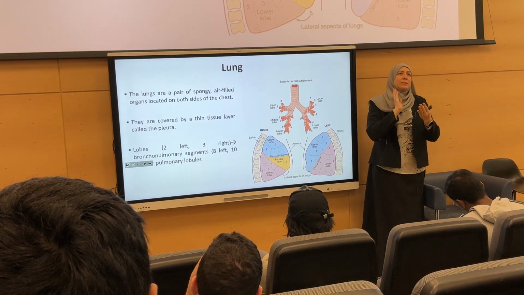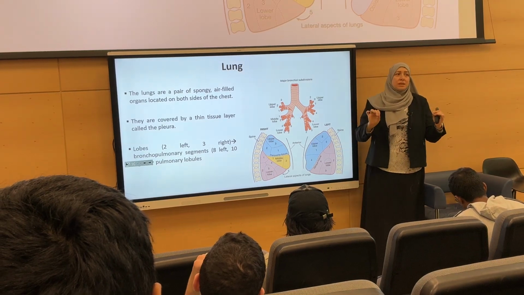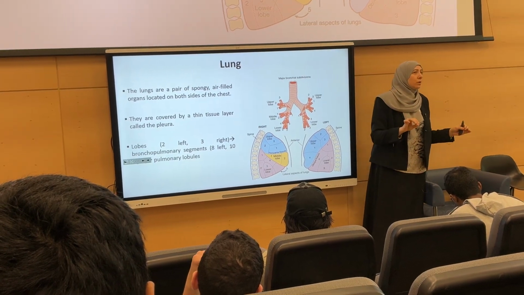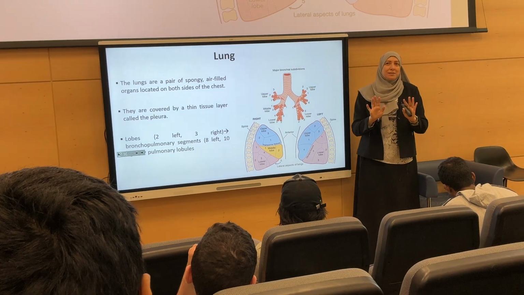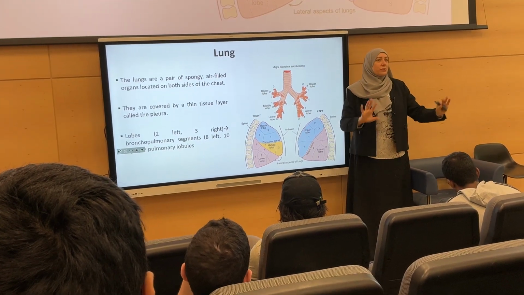Can you stop talking, please? So we have lobe, then the lobe divides into segments, and then the segments divide into lobules. Good? Clear? Okay, so let's divide the bronchi based on this division.